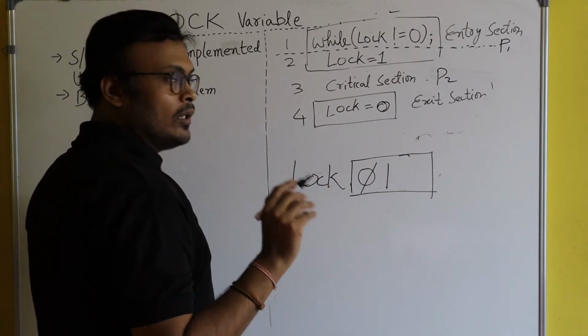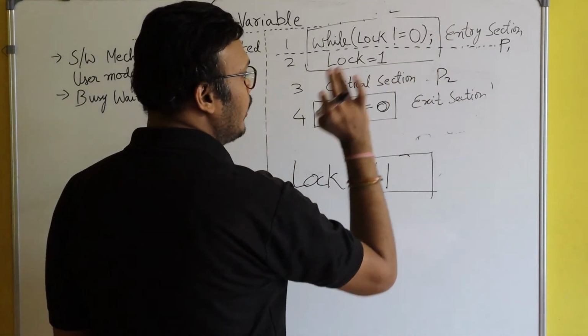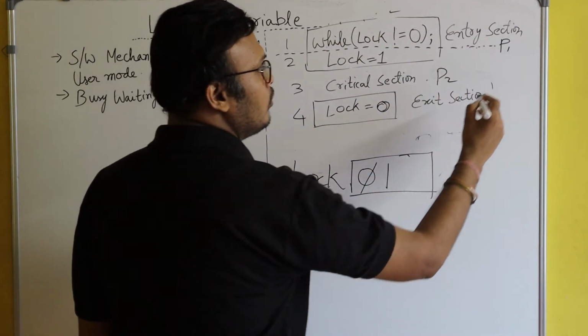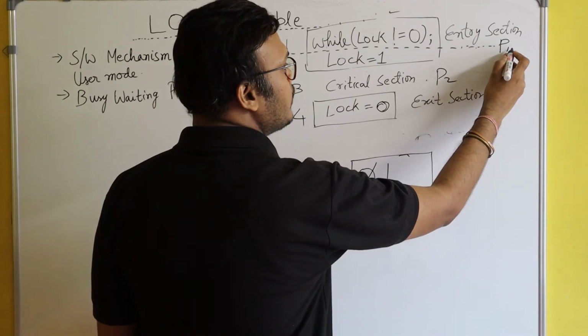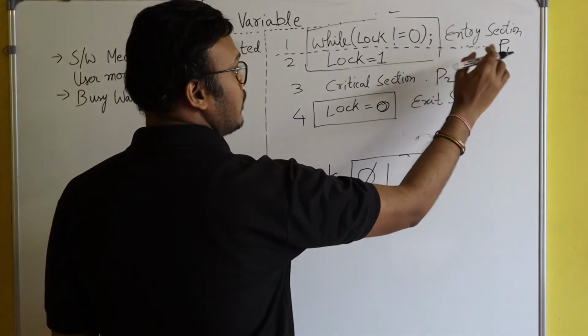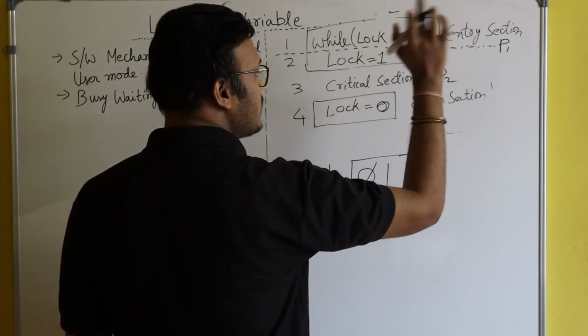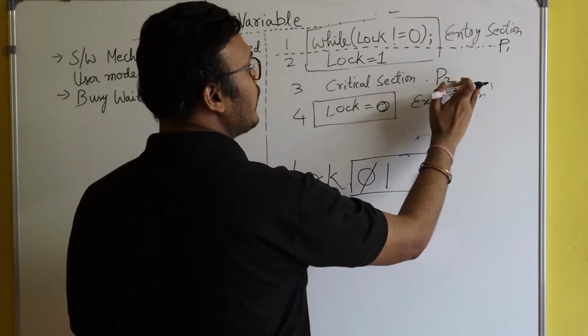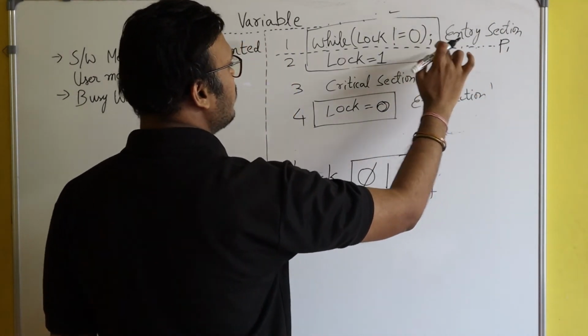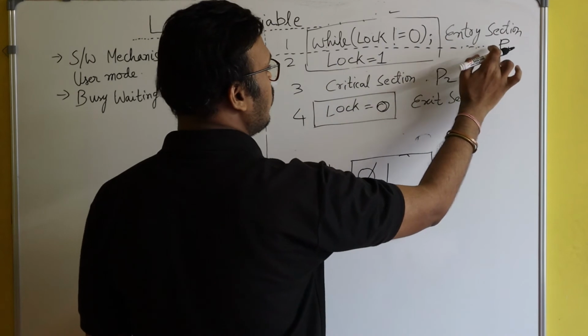Okay. Once again, I tell you, when process P2 enters the critical section, then again preemption happens. Now it's P1's turn. Initially CPU was with P2. Now again CPU is given to P1. So P1 will start from this point, from this dotted line.